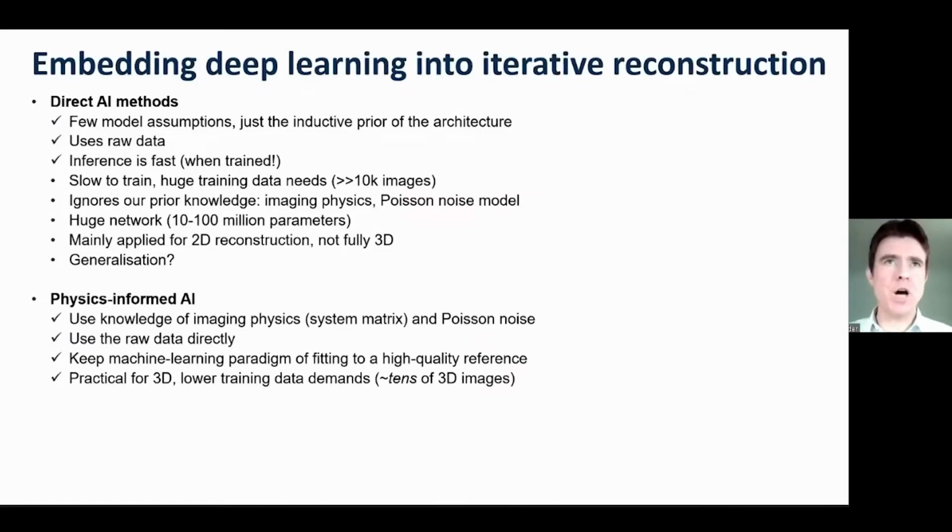So now, with these unrolled iterative methods I'm going to get on to next, we're going to be taking some of the benefits of the deep learning, CNNs, AI, and combining them with our imaging physics system matrix and our Poisson noise model, using the raw data directly, and keeping the machine learning paradigm of fitting to high quality references rather than fitting to noisy data. These are going to prove to be practical for 3D reconstruction, and they'll have far lower demands on training data. Typically, only tens of examples are actually required to train relatively reduced numbers of parameters.